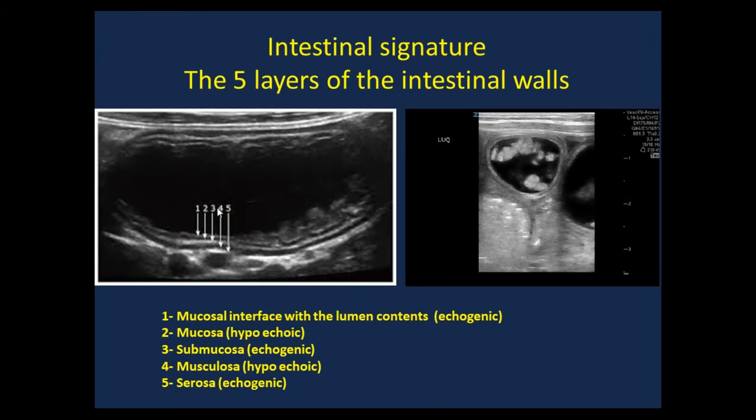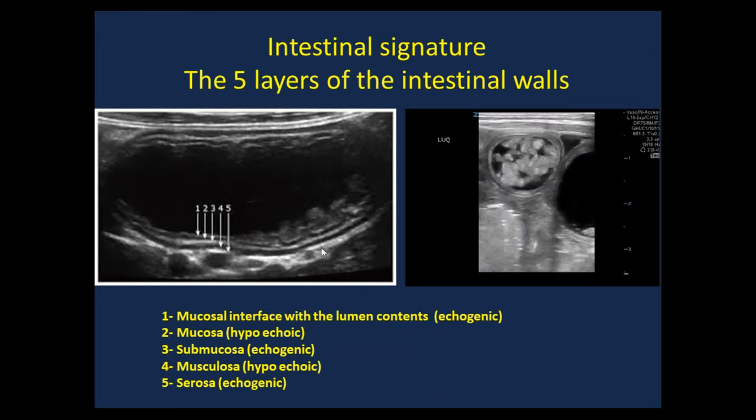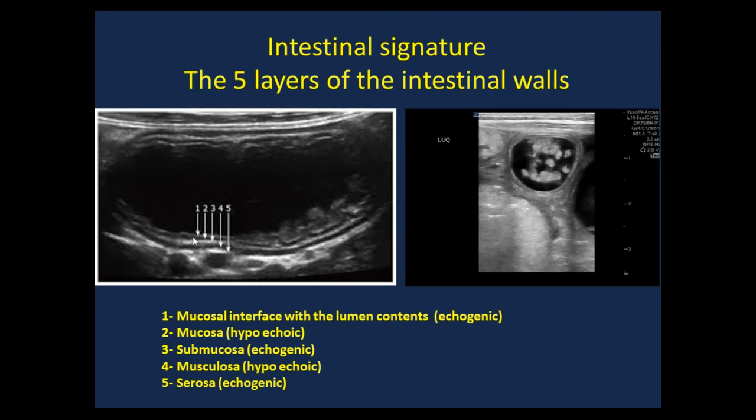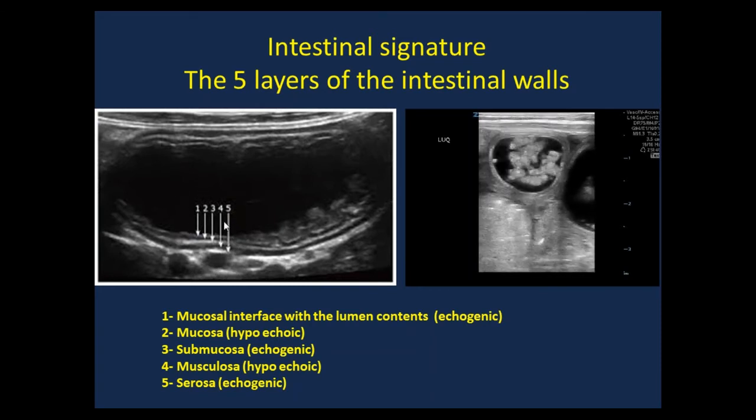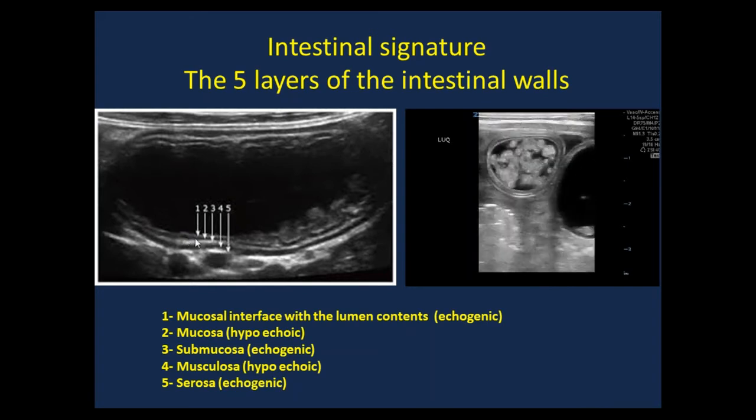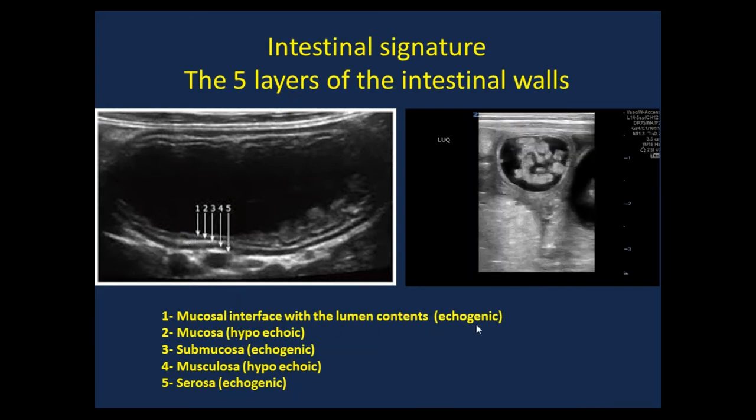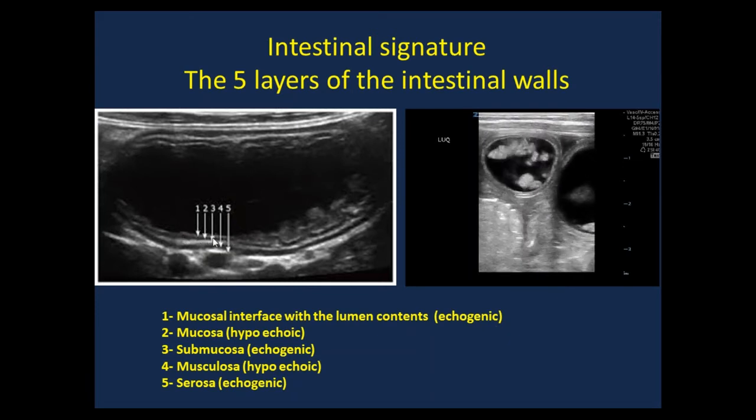From inside to outside, the first layer of the intestine, that's actually a magnified lobe of small intestine. We can identify from inside to outside 5 different layers of intestine. The first layer is echogenic, which is the interface between the fluid in the lumen and the mucosa. So, mucosal interface with lumen contents. That's echogenic, or bright in ultrasound.